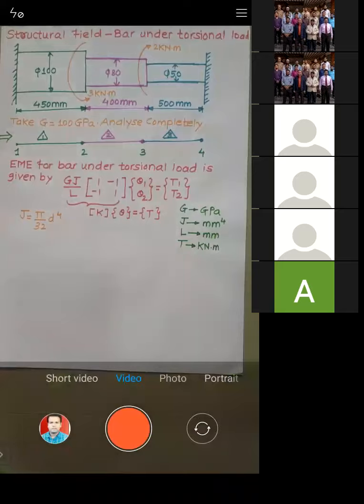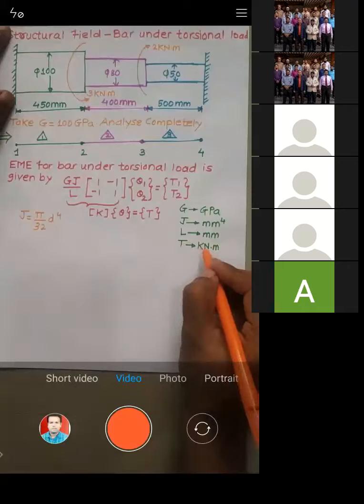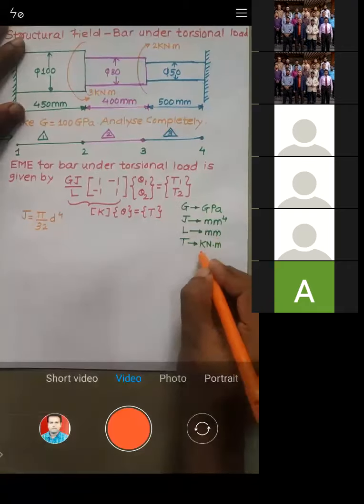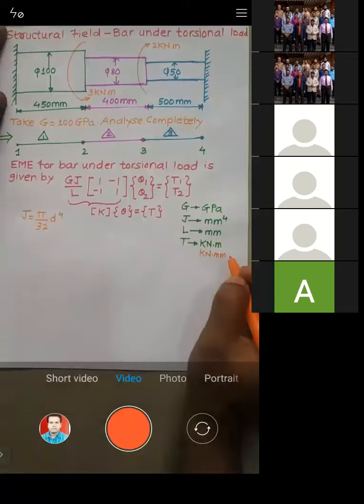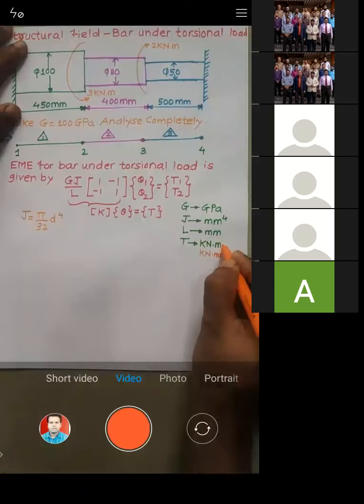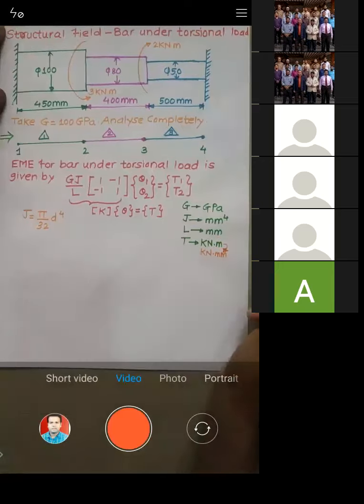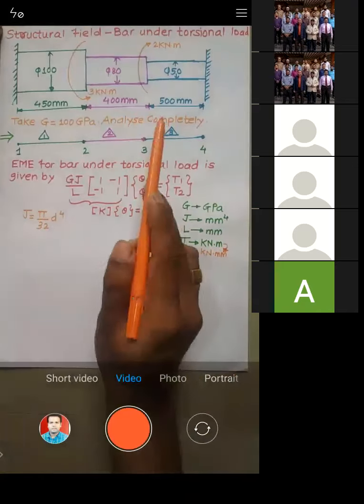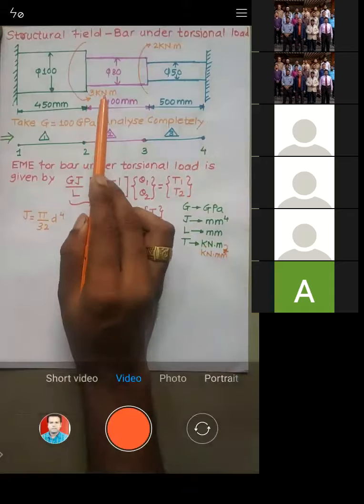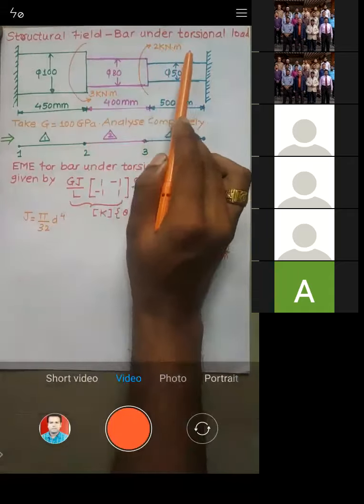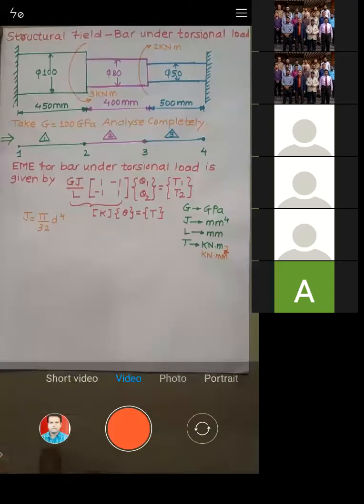Here you are supposed to apply some logic. This kilonewton meter has to be converted into kilonewton mm. We need to convert meter into mm, simply by multiplying by 1000. So this is how we convert kilonewton meter into kilonewton mm. So this becomes 3000 kilonewton mm, and this is 2000 kilonewton mm, right? This is the only thing we are supposed to do.